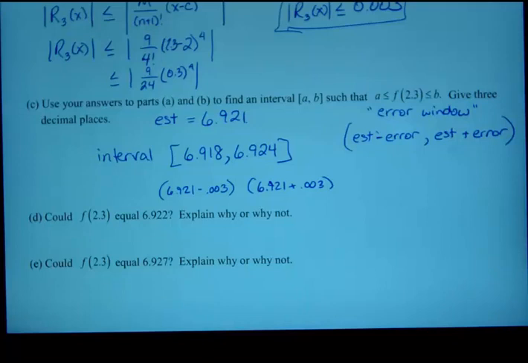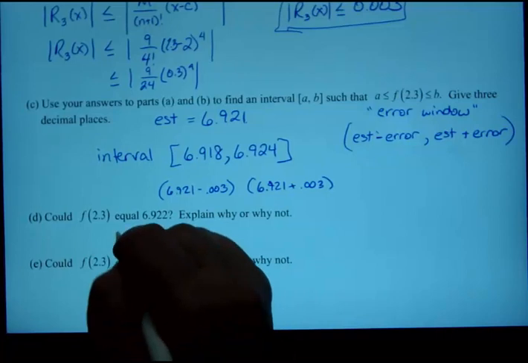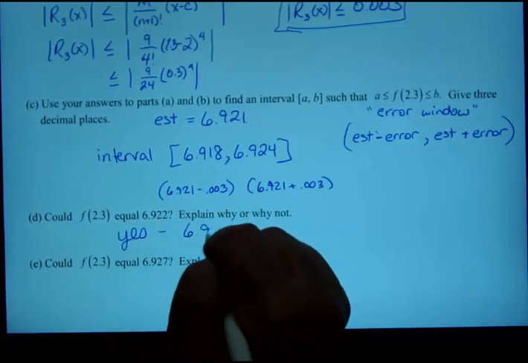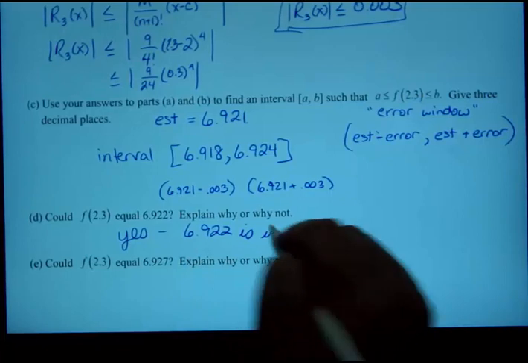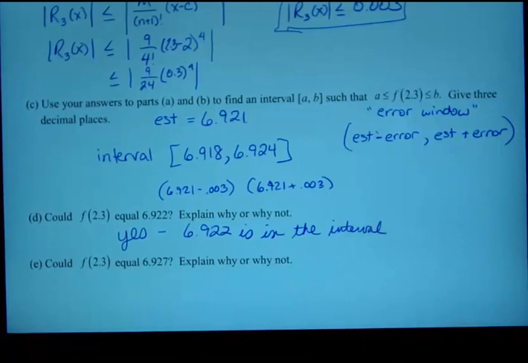All right, now, letter D. Could the exact answer be 6.922? Yes. Why? It's in the window. So the answer is yes. 6.922 is in the interval. That's the exact terminology. I like to call it an error window because I think it makes sense. It's the window in which the true actual answer could be. If you put error window in the AP exam, I think they would probably give you credit for it, but don't quote me on that.